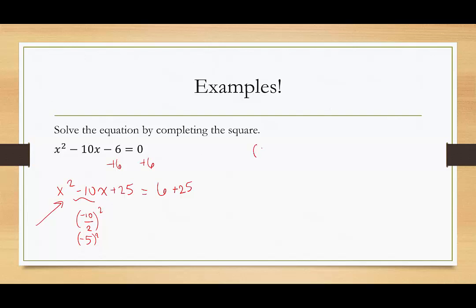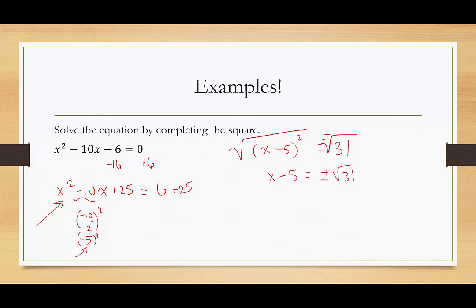What does x squared minus 10x plus 25 factor into? Well, it factors into the square of the root of the first term minus the root of the third term, squared. And we're always going to know that second piece when we factor it, because that's what it was when we divided the middle by 2. So we get x minus 5 quantity squared is equal to 31. Now we're ready to take the square root of both sides, and that leaves us with x minus 5 is equal to positive or negative root 31.